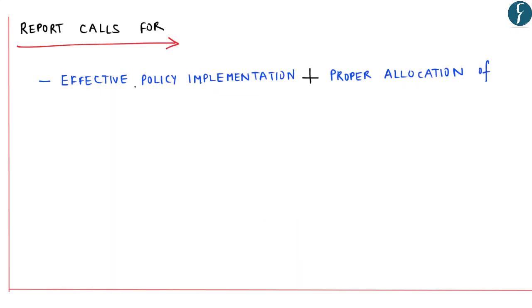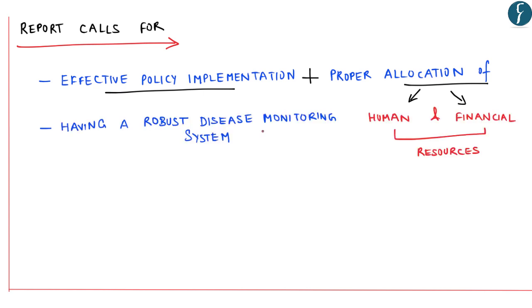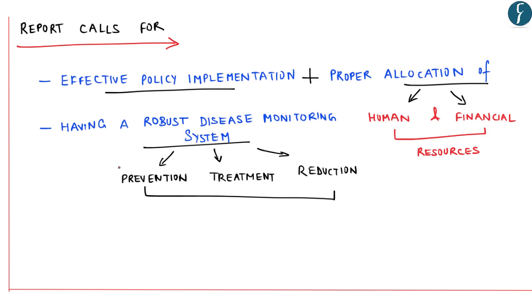So in this aspect, the report calls for an effective policy implementation combined with proper allocation of human as well as financial resources. The report also calls for having a robust disease monitoring system which will help in prevention, treatment as well as reduction of deaths caused due to diabetes.